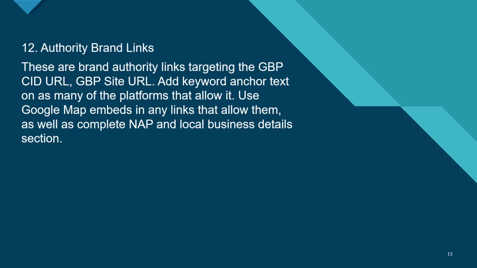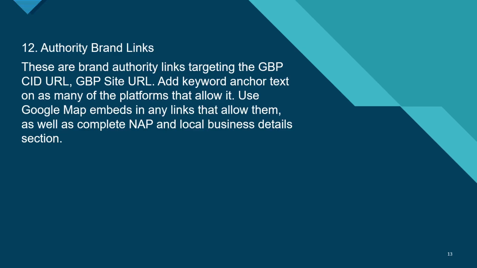Now, that's some of the on-page optimizations you can do to increase your rankings. You can also do off-page things like authority brand links. These are links targeting your GBP, your CID URL, your GBP site URL. You can add keyword anchor text on as many of the platforms that allow it.